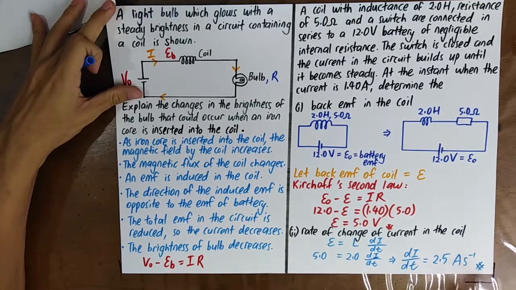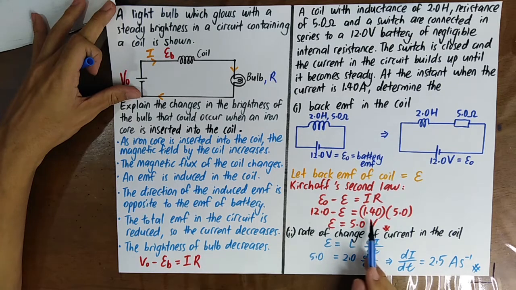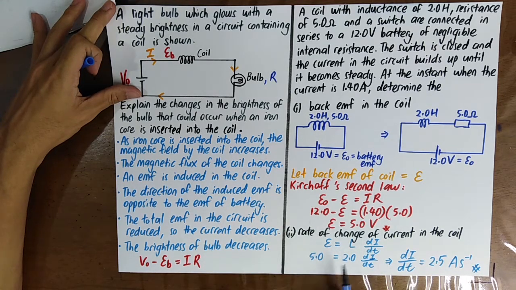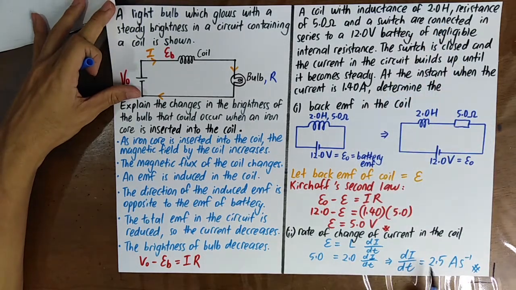So please find the rate of change of current in the coil, E equals L di dt. When you get the back EMF, that means when you get the induced EMF, and you know that the self-inductance is 2 Henry, then you can find di dt.